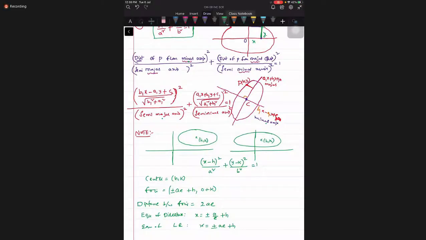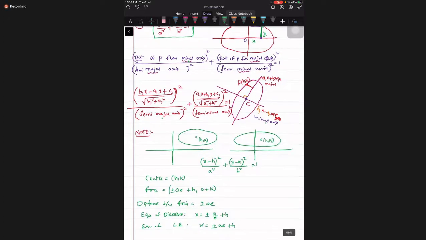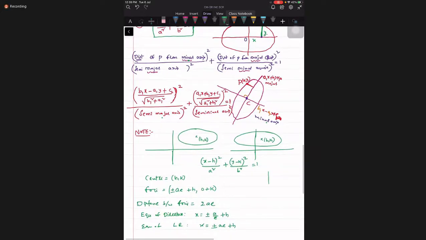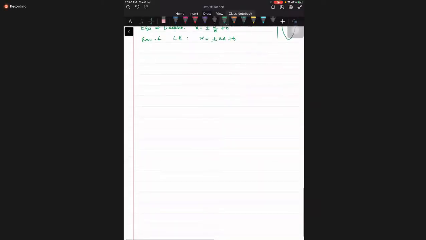X, Y coordinates are added by H and K. If it is the other type of ellipse, students, then again what we need to do? The second type equation will be of the ellipse with center H and K. Even though I'm taking long, just one more minute, sir. The basic point only.